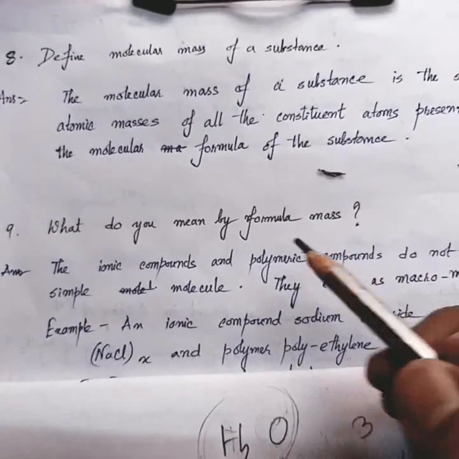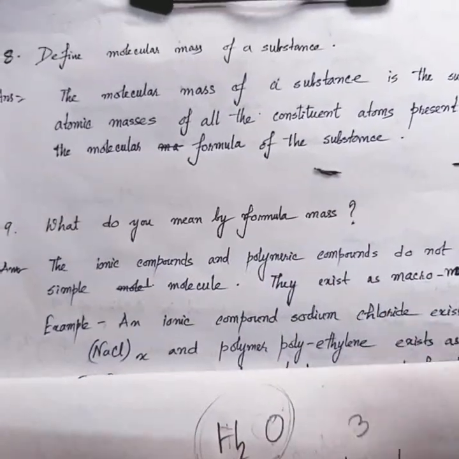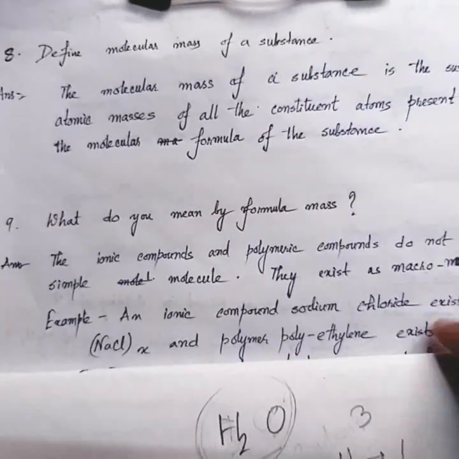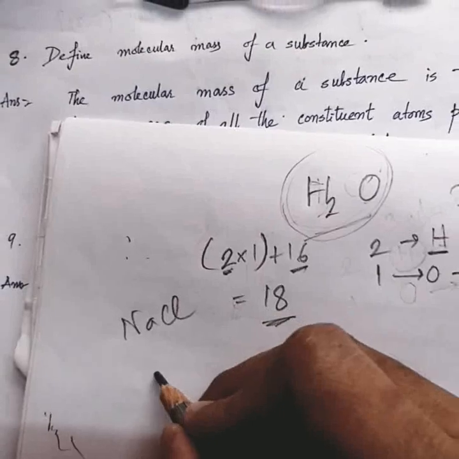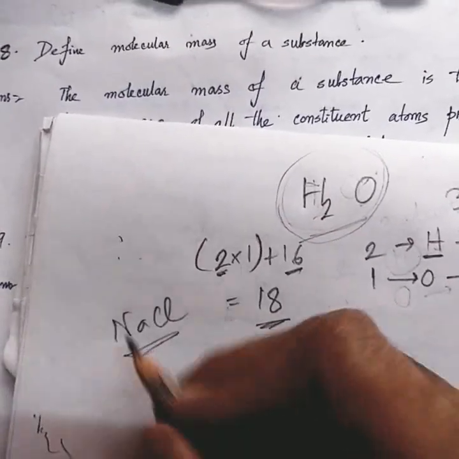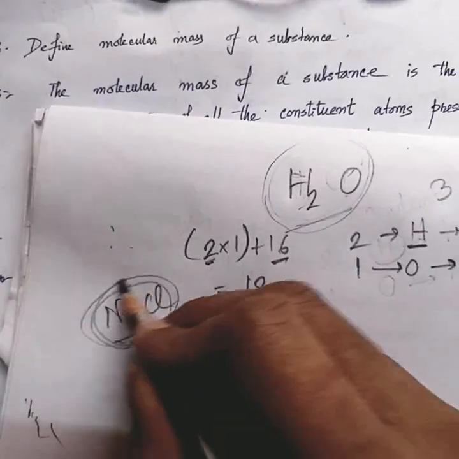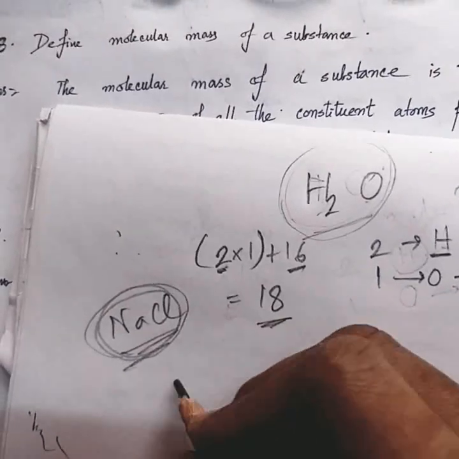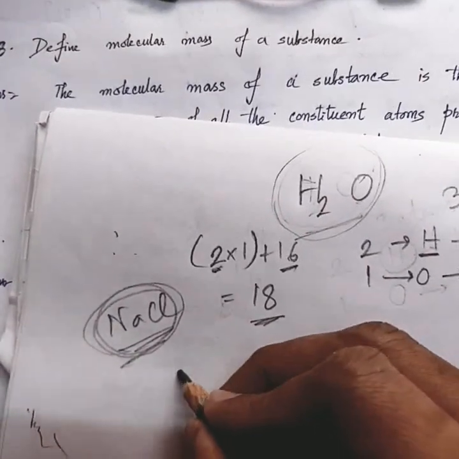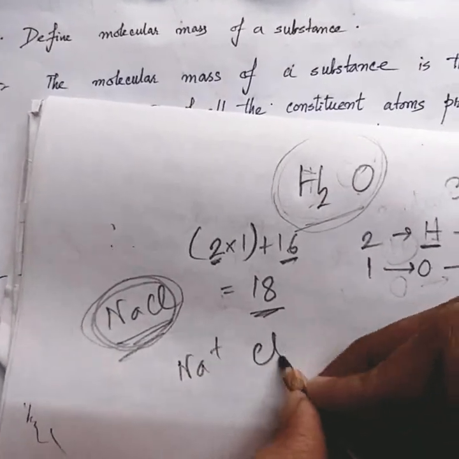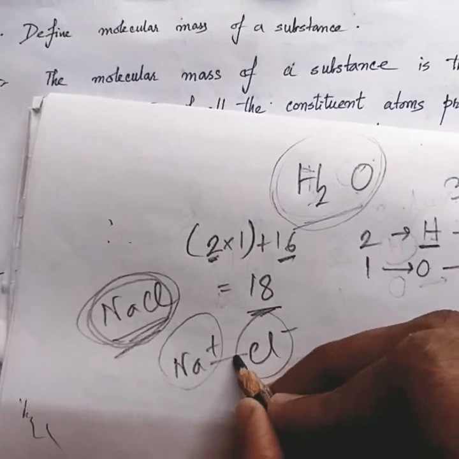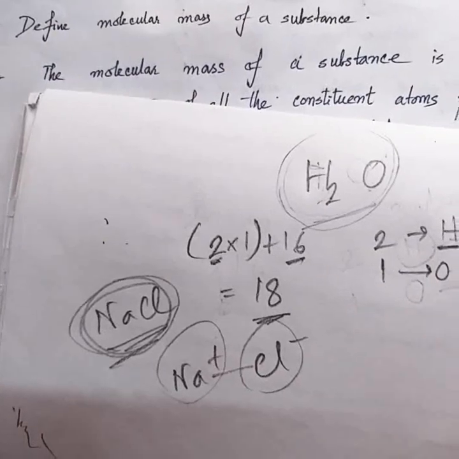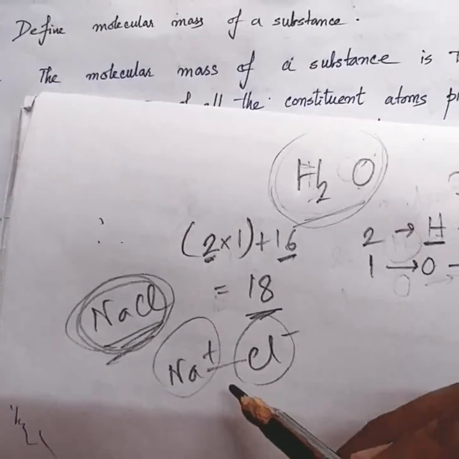What do you mean by formula mass? You perhaps know that there are certain molecules like sodium chloride or ethylene. Let us take sodium chloride. This sodium chloride is an ionic compound. You know that Na+ and Cl-, these two ions join with each other due to the electrostatic force. Now they do not exist like that.